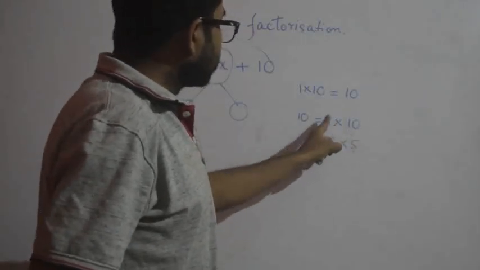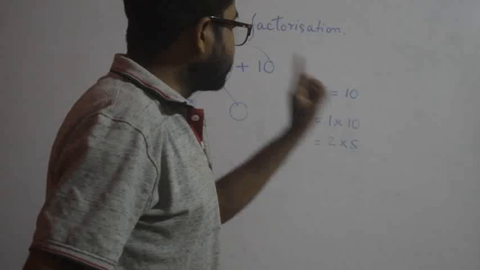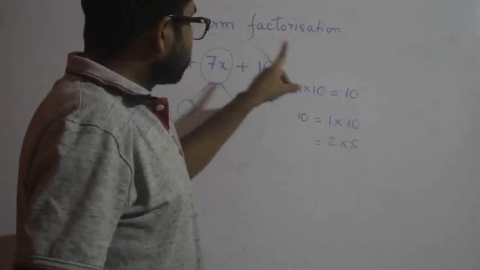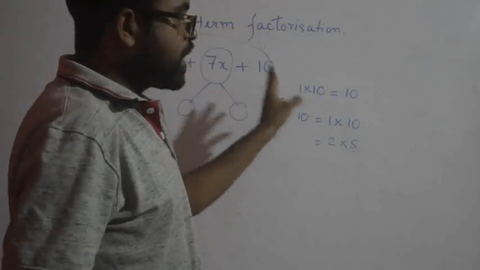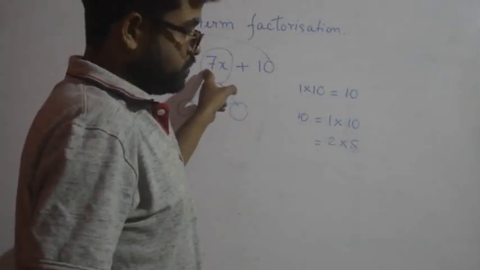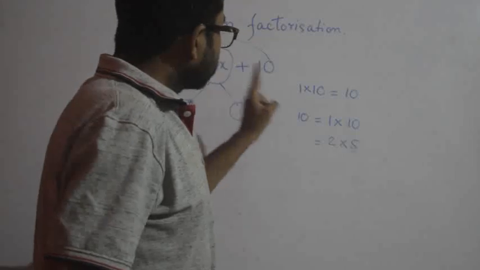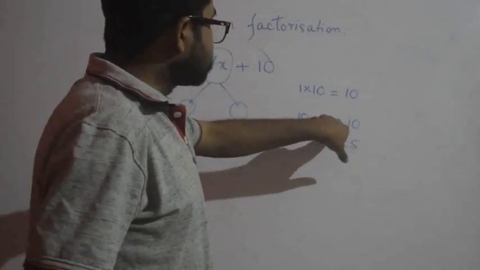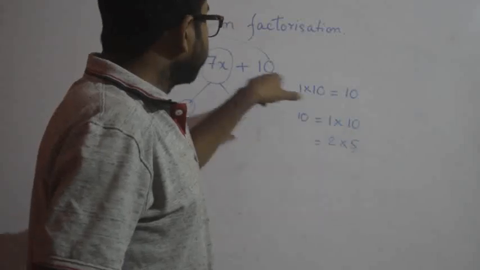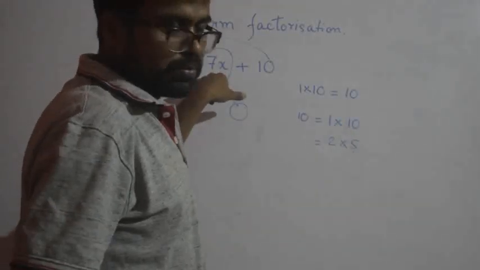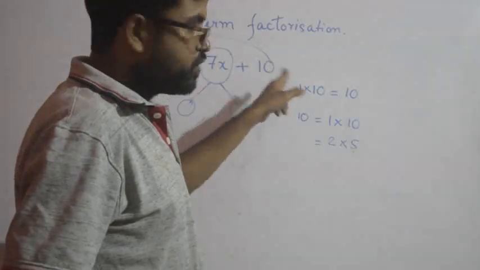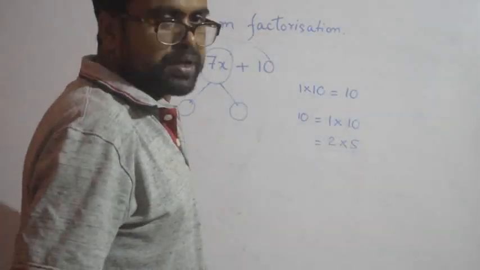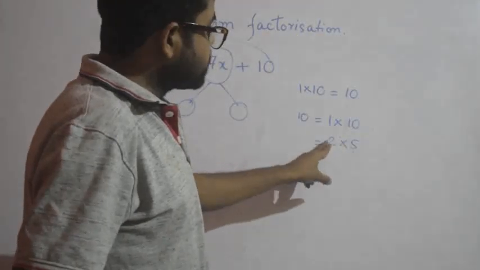One pair is 1 and 10, and the other pair is 2 and 5. What you have to see is that from the pair, adding or subtracting gives us the middle term's coefficient. 1 plus 10 is 11, and subtracting 1 and 10 gives 9, so we do not get the middle term. The remaining pair is 2 and 5.